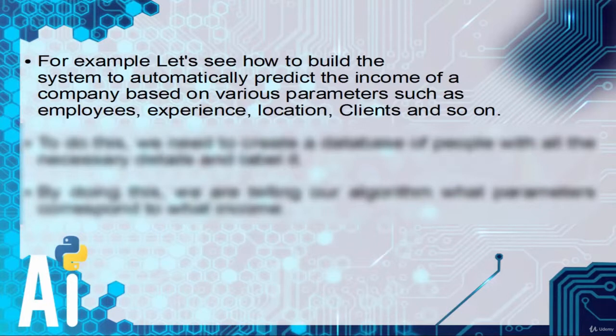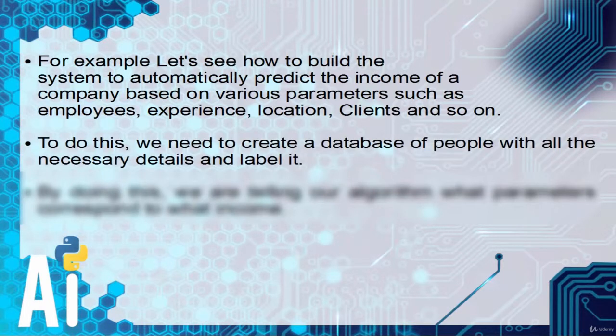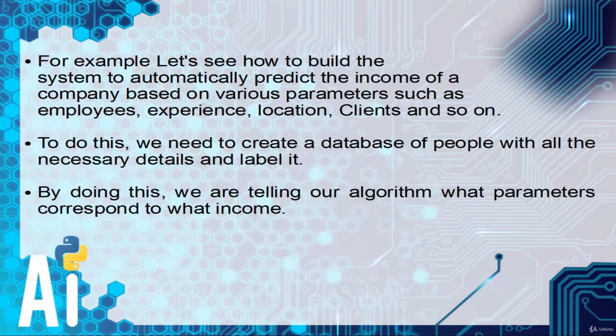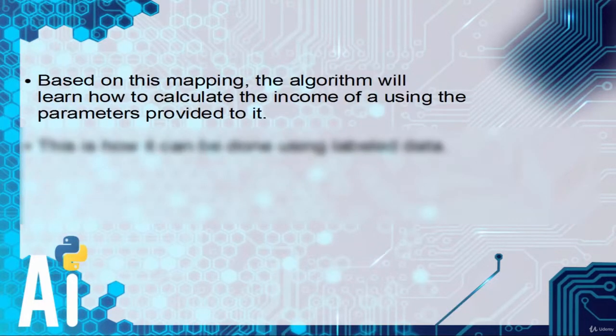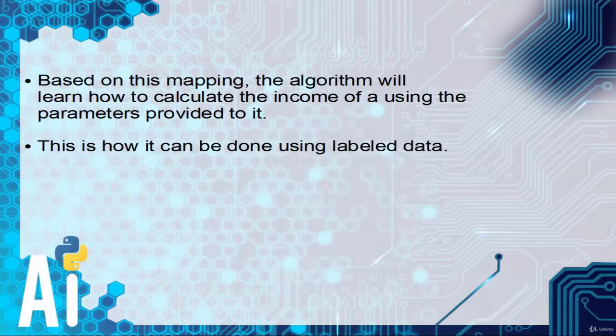For example, let's see how to build a system to automatically predict the income of a company based on various parameters such as employees, experience, location, clients, and so on. To do this, we need to create a database of companies with all the necessary details and label it. By doing this, we are telling our algorithm what parameters correspond to what income. Based on this mapping, the algorithm will learn how to calculate the income of a company using the parameters provided to it. This is how it can be done using labeled data.